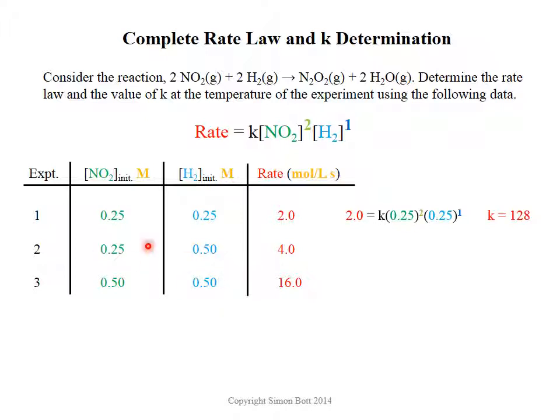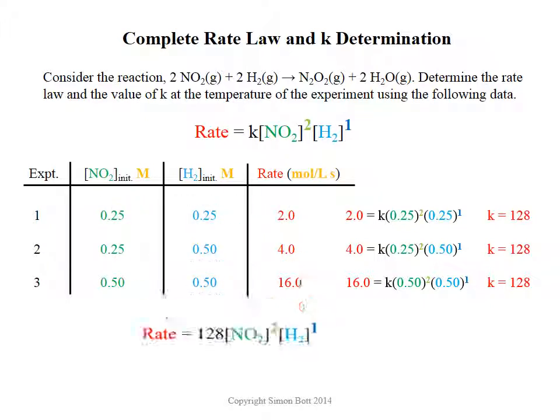So let's actually do that for both experiments too. Right, 4 is k times 0.25, blah, blah, blah. k is 128, feeling good about ourselves. And also for experiment 3, plug in everything. k is 128. Thus, overall, we can say rate is 128, that's the value of k, times NO2 squared, times H2 to the power of 1.